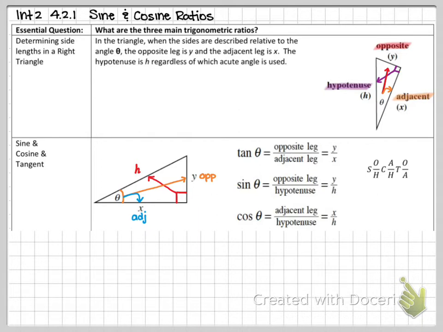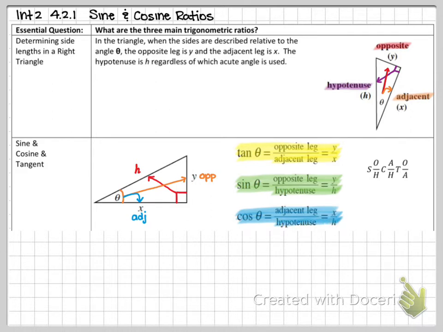Okay, now we have our three trig ratios. We've already spent a decent amount of time with tangent. We know that tangent really is the slope ratio, so you can think about it as rise over run. Then we have the next ratio, which is going to be sine. Sine is the comparison between the opposite side and the hypotenuse. And then the last one is going to be cosine, which is the adjacent compared to the hypotenuse.